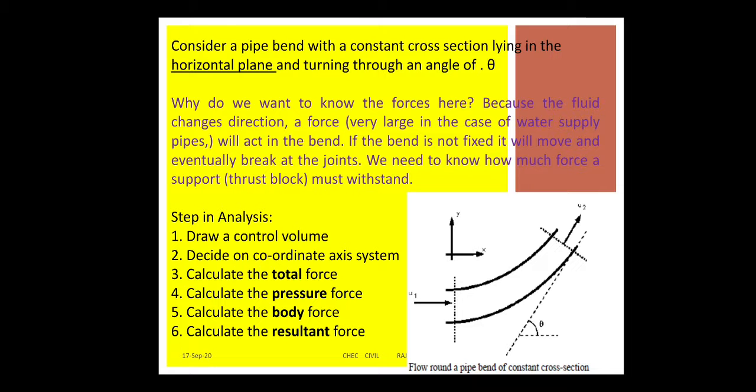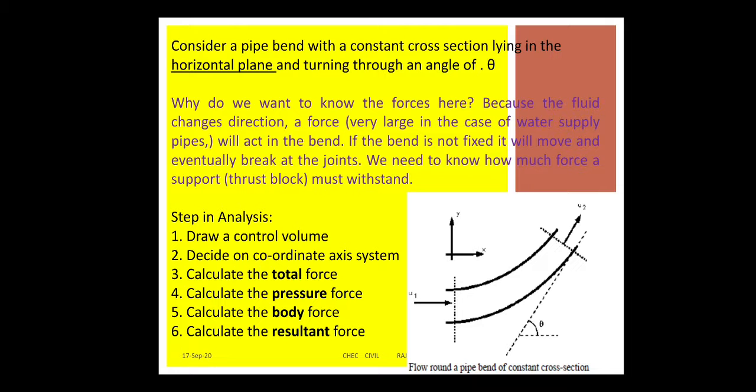If the bend is not properly maintained, what happens? The water is flowing with high pressure and high velocity, with a large force in the pipes. That's why, when a bend pipe is not fixed properly, it will break the joints. Therefore it should be fixed firmly, and we need to know how much force it will withstand. For that reason, we have to check the forces at a pipe bend.